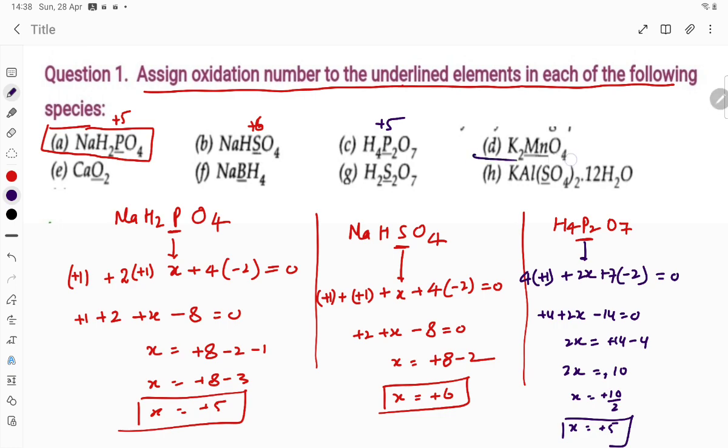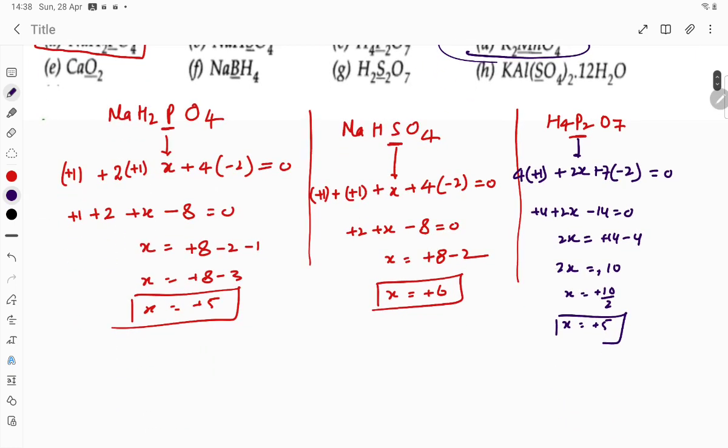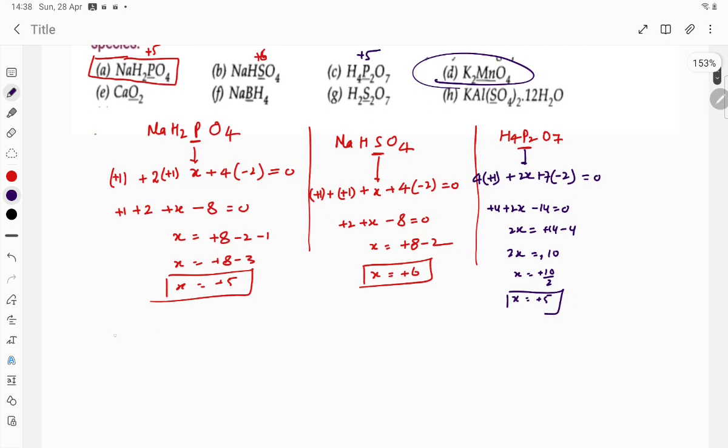Now K2MnO4, we are going to move to the D part. K2MnO4. So we are talking about Mn, we consider it to be X. Potassium, student, is a group 1 element, and it has 1 valence electron, so the oxidation number is +1, multiply by 2. Here there are 4 oxygens, each oxygen is -2, equal to 0.